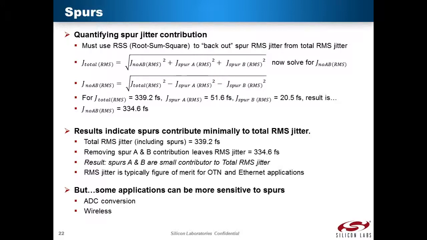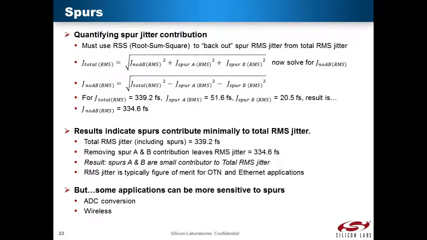If we solve the RSS equation for the random noise component of total RMS jitter, and then substitute the appropriate values of 339.2 femtoseconds for total RMS jitter, 51.6 femtoseconds for spur A RMS jitter, and 20.5 femtoseconds for spur B RMS jitter, we get a value of RMS jitter without the spurs of 334.6 femtoseconds. Compare this to the total RMS jitter with spurs of 339.2 femtoseconds, and it can be seen that the spurs are a minimal contributor to the total RMS jitter.